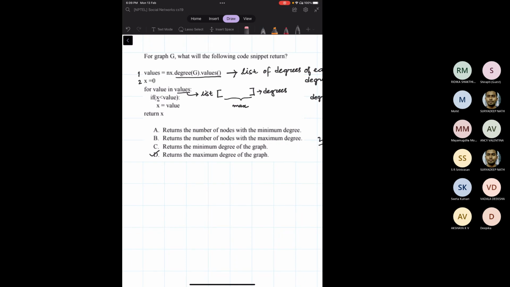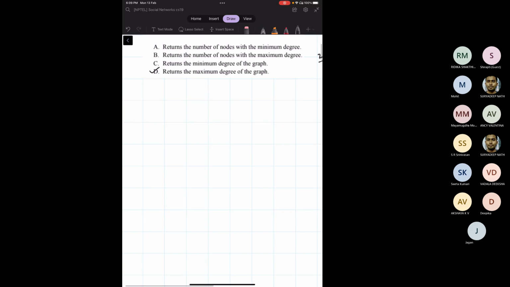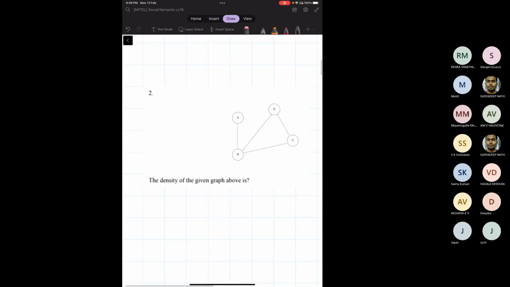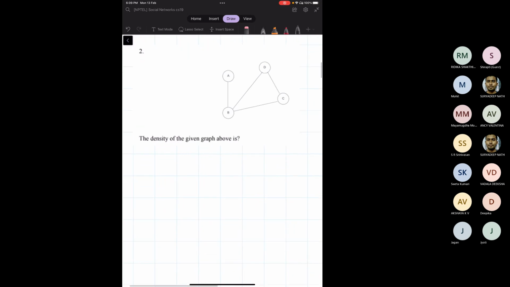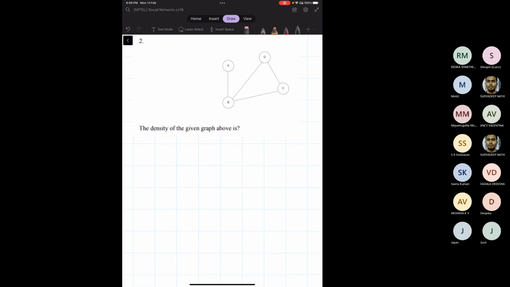Okay, so let us proceed to the next question. Question number 2. What is the density of the given graph? You have this graph, you have 4 nodes, A, B, C, and D, and this is the graph. So what density means: density equals the number of edges present by the number of all possible edges.